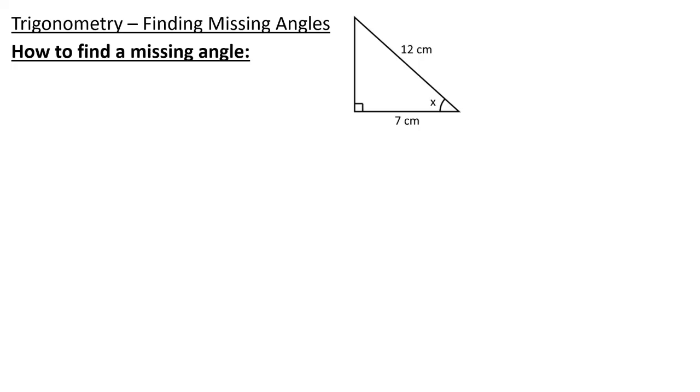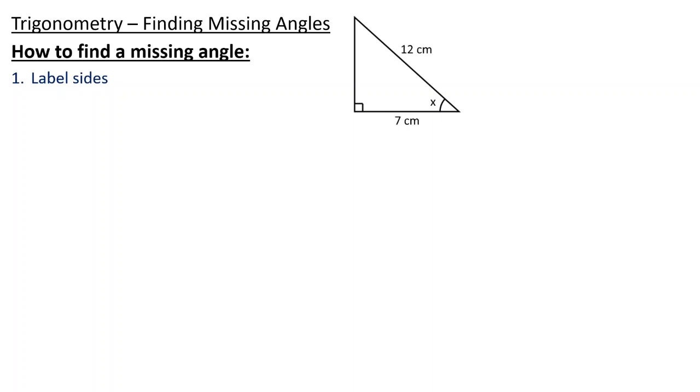Okay, so year 10. In today's lesson, we're just going to recap finding a missing angle using trigonometry. So we'll go through a few examples of this together. To start with, we've got our right angled triangle here. First step is exactly the same as before. We're always going to start by labelling up our sides.